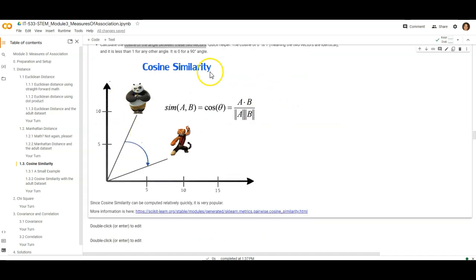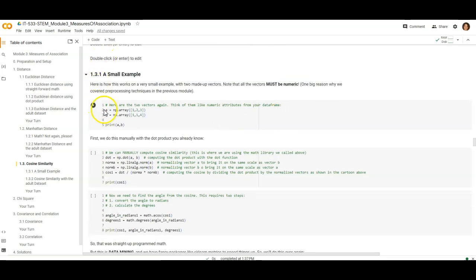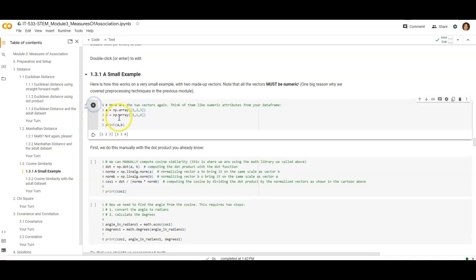And are we going to do this by hand? Well, we're going to do one little example by hand, and then we're going to rely on our functions that we already have. As before, when we compare vectors, when we compare arrays, we have to set up our arrays here. I have a little one here between 1, 2, 3 and 1, 1, 4. So these are my little vectors that I'm going to compare.